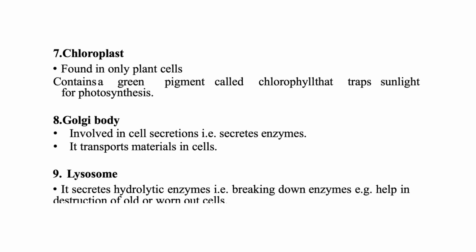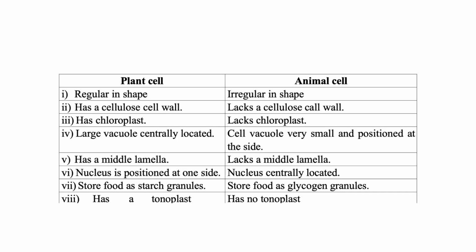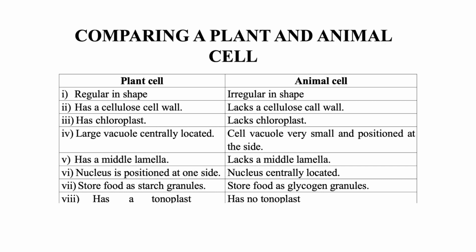It contributes to the layer that we have called the cell wall, that rough, non-living, dead material that makes up the cell wall. Let's look at the differences between a plant and an animal cell. The plant cell has a regular shape. The animal cell has an irregular shape. Plants have cellulose cell walls. Animals don't have cell walls, so they lack cellulose.